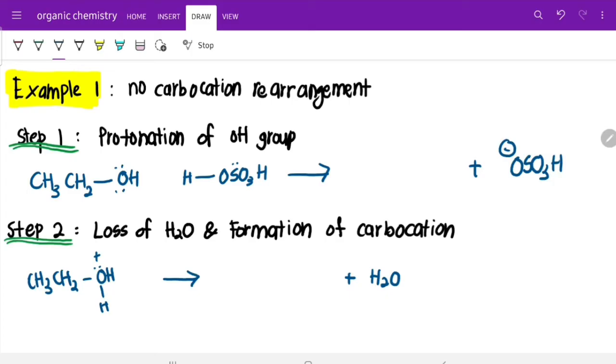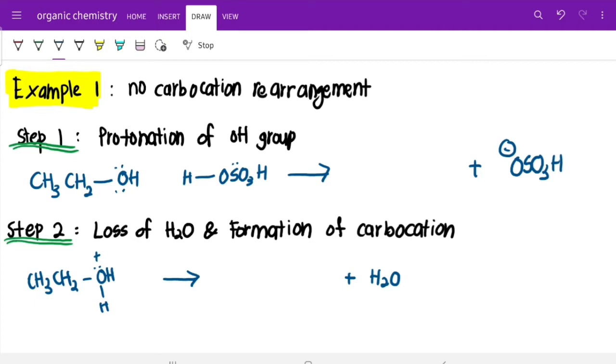Okay, so I'm going to show you with the first example. In this first example is the basic dehydration of alcohol, which does not include any carbocation rearrangement. There are two types of carbocation rearrangement: the 1,2-hydride shift and the 1,2-methanide shift. The reason we make a carbocation rearrangement is to make a more stable carbocation. I'm going to explain in more detail about this carbocation rearrangement in the next examples.